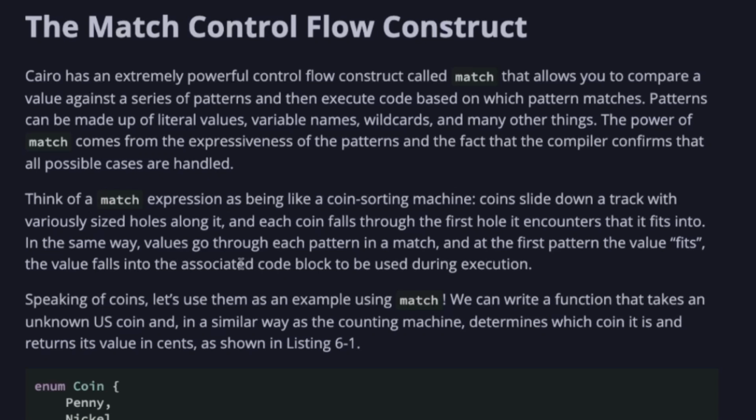So I like this example they used in the Cairo book. You can think of the match expression like some sort of coin sorting machine. You have coins sliding down a track, and there are various holes, and when a coin gets to a particular hole that it fits into, it just falls directly into it, and continues till we get to the last stop. Something you need to note about the match expression is that it has to be exhaustive. So it has to cover every nook and cranny, every possible variant of your enum. So let's dive into our code editor and play around with the match statements.